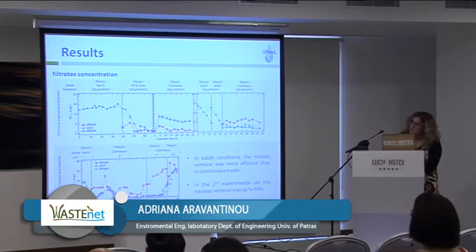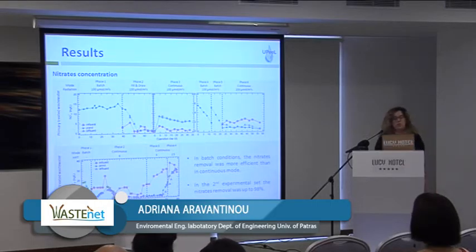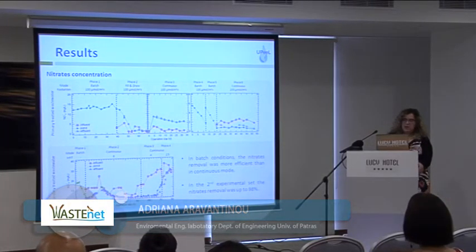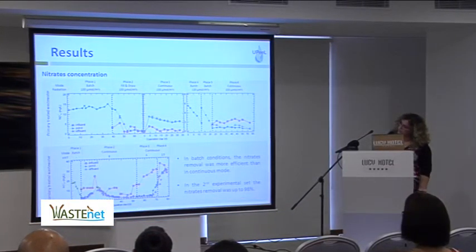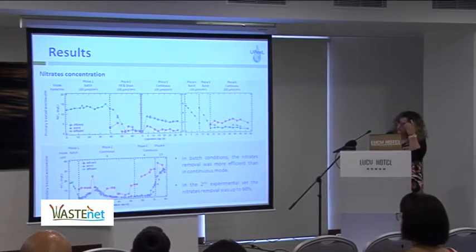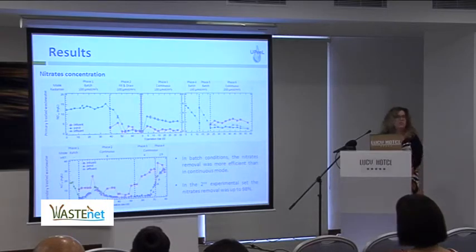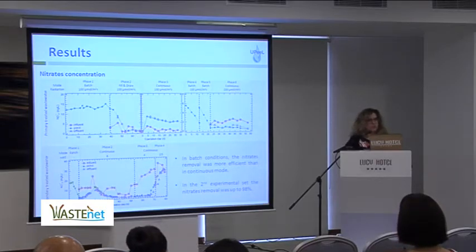Here we have our results about nitrates concentration. We can see from these results for the first experimental set that even in the inflow we don't have nitrates. They are present in the pond and in the effluent, and this is due to the presence of ammonium.